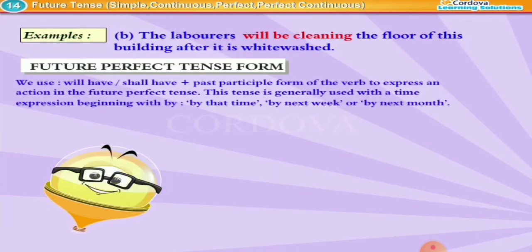Future perfect tense form. We use will have, shall have plus past participle form of the verb to express an action in the future perfect tense. This tense is generally used with a time expression beginning with by: by that time, by next week, or by next month.